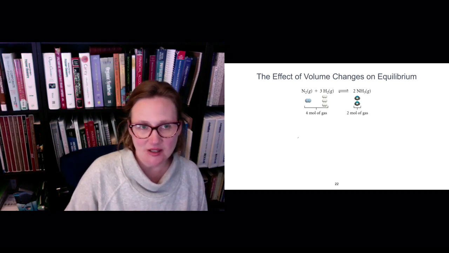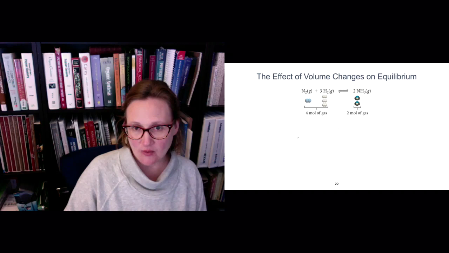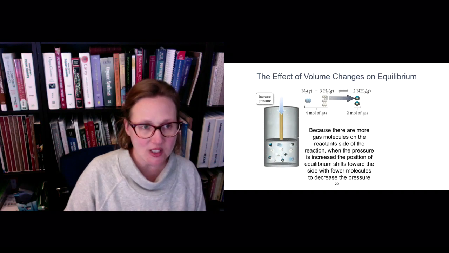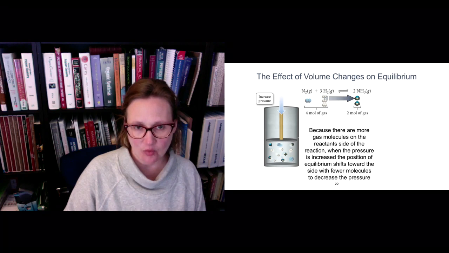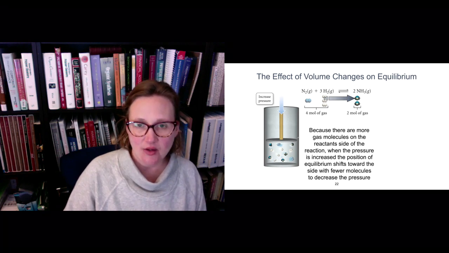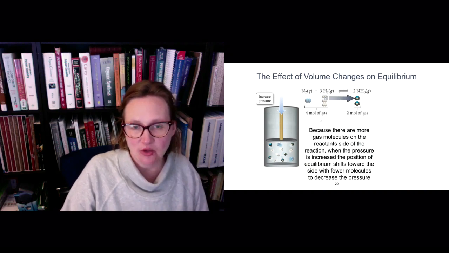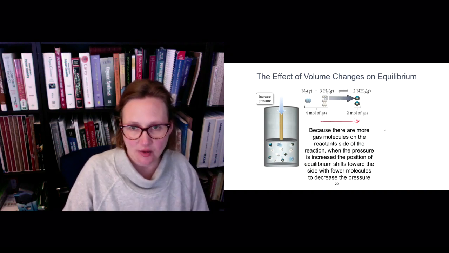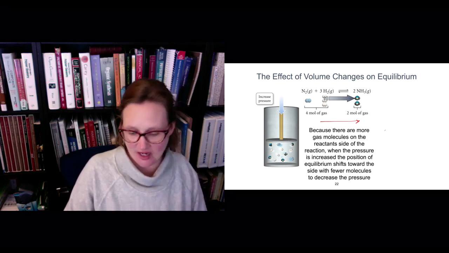All right, so let's look at an example where we're going to affect a volume change. Here we have our reactants, and we have 4 moles of each, and we have our product, we have 2 moles. We're going to increase the pressure because we're decreasing the volume. There are more gas molecules on the reactant side. So we have 4 moles of gas than we do on the right-hand side, where we have 2 moles of gas. So when the pressure is increased, the position of the equilibrium will shift to the fewer gas molecules. So we're going to go to the right, just like the arrow says. We're going to shift the equilibrium towards the product because there we only have 2 moles of gas.